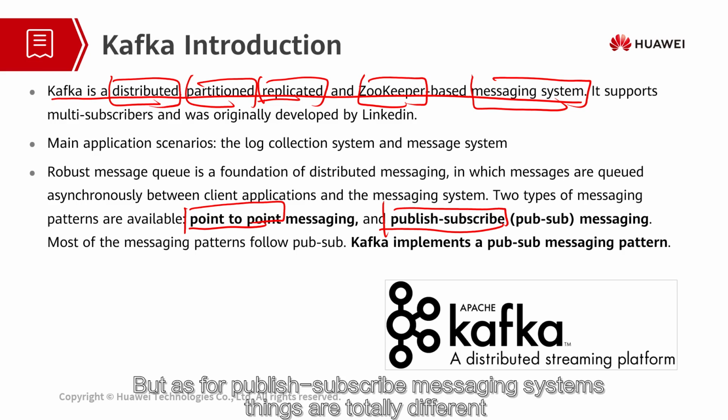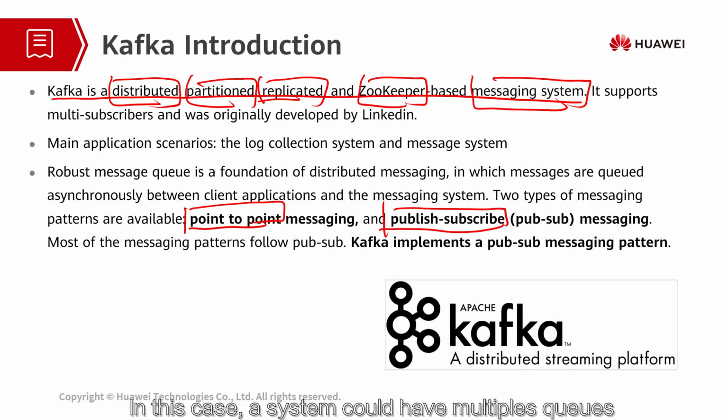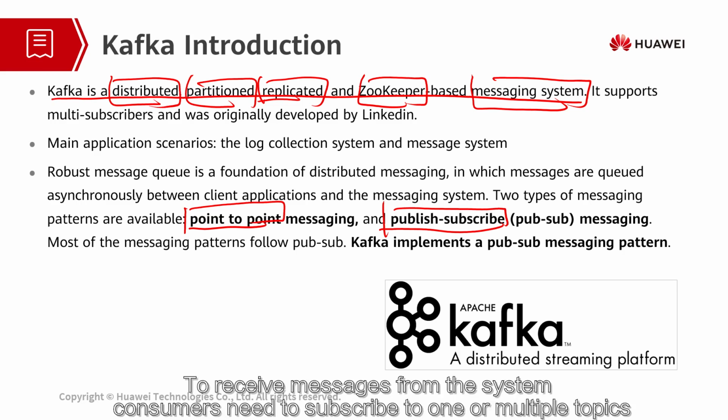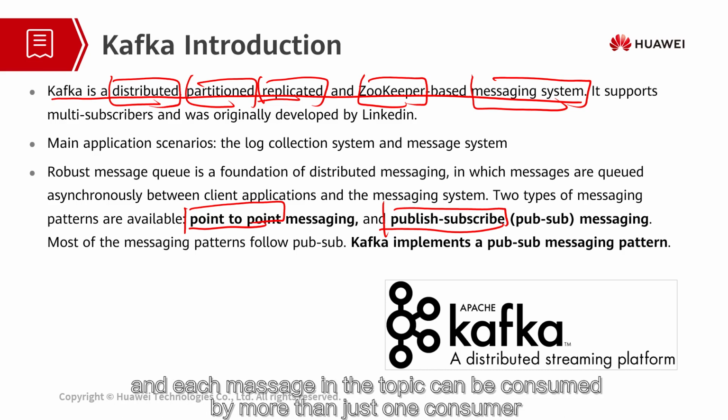But as for publish-subscribe messaging systems, things are totally different. In this case, a system could have multiple queues, and now the consumption unit is called a topic. To receive messages from the system, consumers need to subscribe to one or multiple topics, and each message in the topic can be consumed by more than just one consumer.